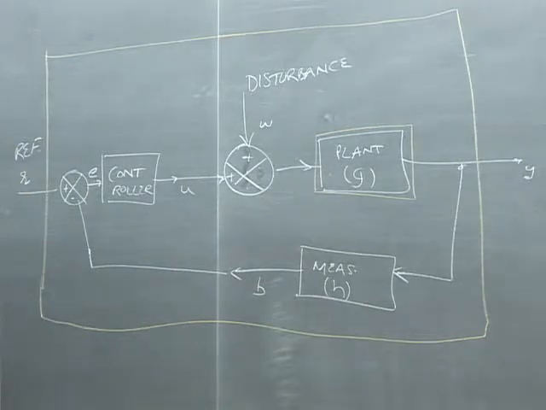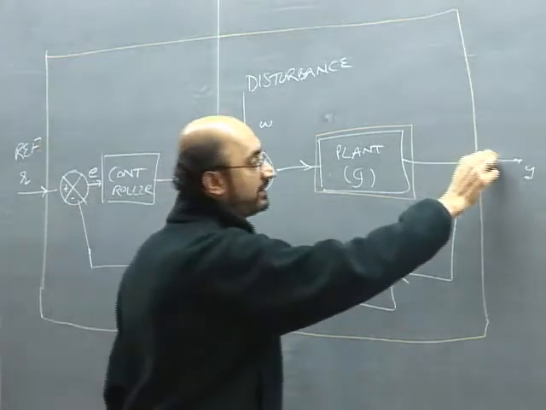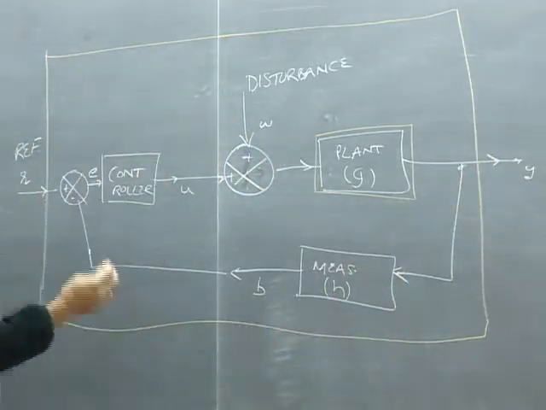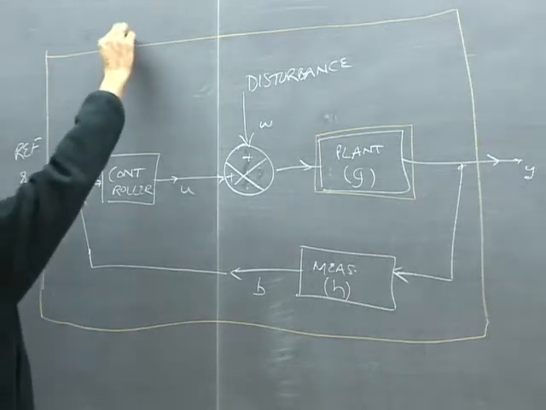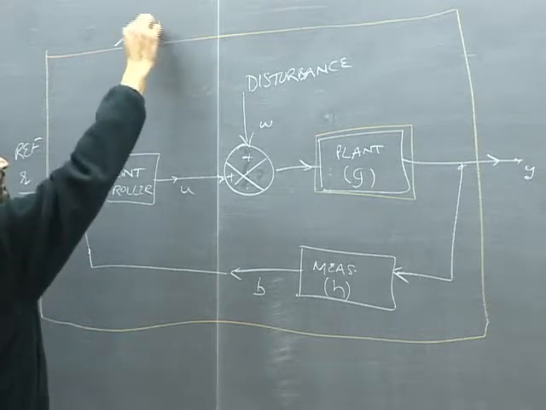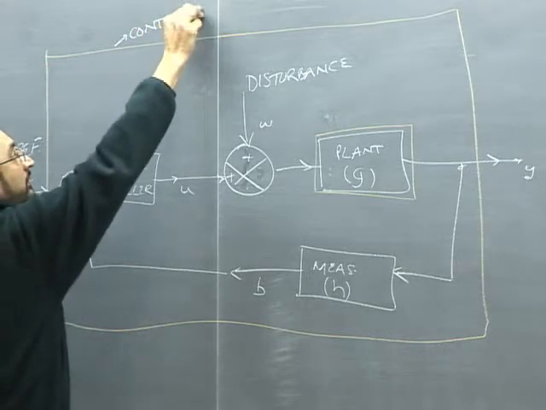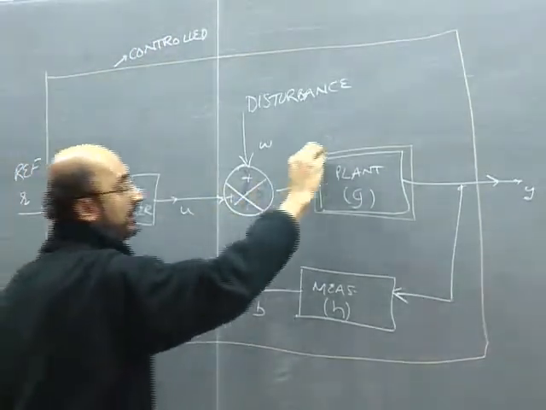But at this point, what I want to mention is that if you look at the bigger orange box, that has some input, which happens to be this reference input. It has some output over there, and in the same way that the plant can be modeled, we can also model the whole system. So the outer box is called the control system, and this is the uncontrolled system.